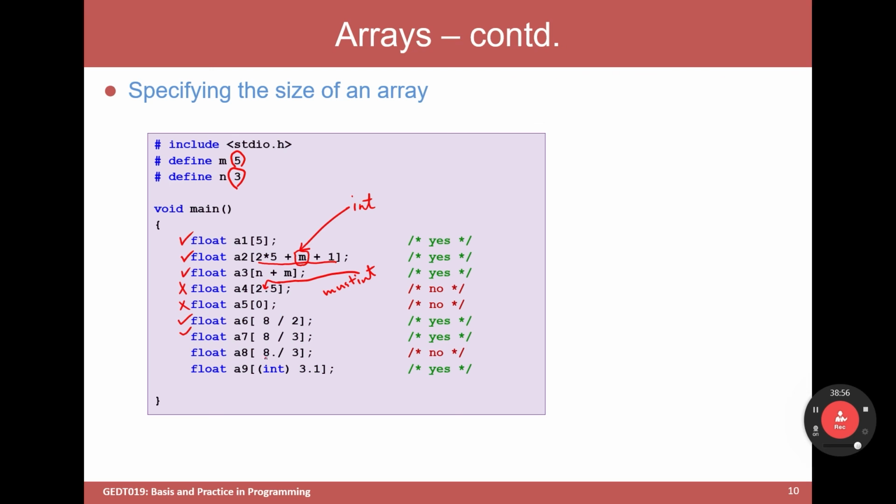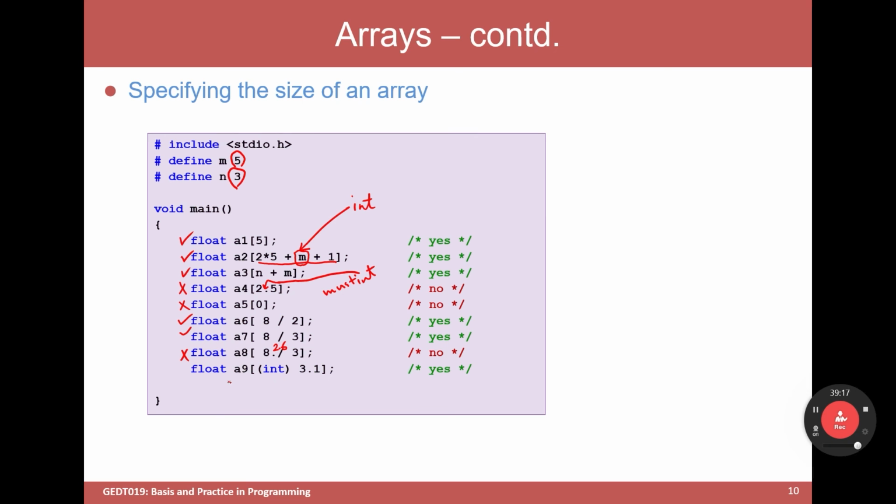How about this one? Oh, this is wrong. Why wrong? Because this is double. Double divided by integer, the result will be double. That means this one will be 2.6. 2.6 is wrong because there is no array size 2.6. It must be integer. So this one will be wrong.